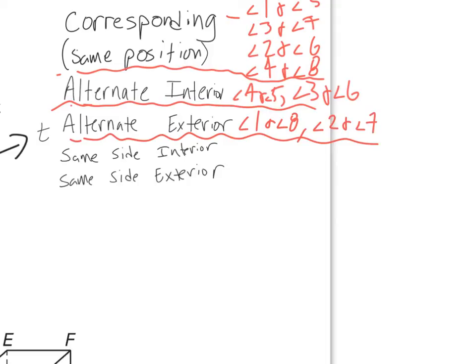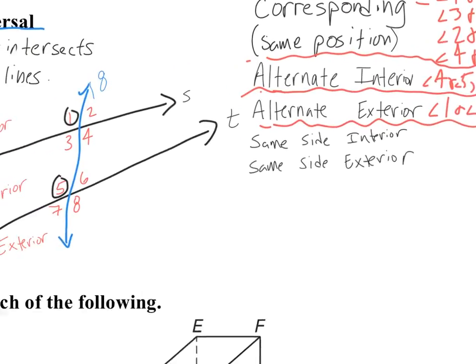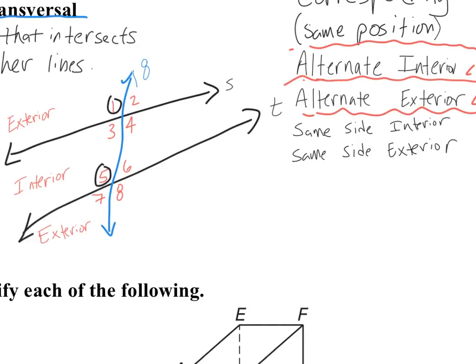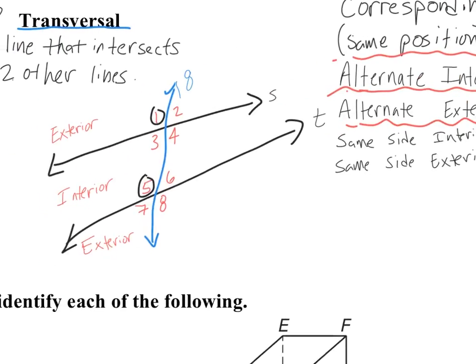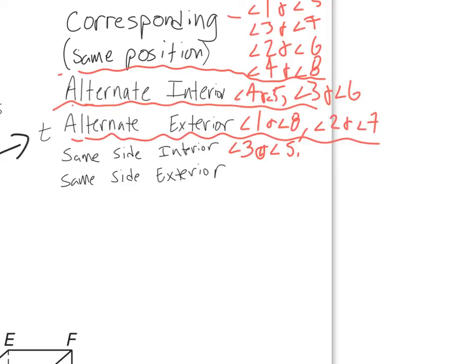And then let's talk a little bit about same side interior, pretty intuitive. They're on the same side of the transversal and they're on the interior, so 3 and 5 would be same side interior, 4 and 6 would be same side interior. So okay, let's write 3 and 5. So I'm going to write angle 3 and angle 5, as well as, what was it, 4 and 6? Yeah. Okay, so I've got angle 4 and angle 6.